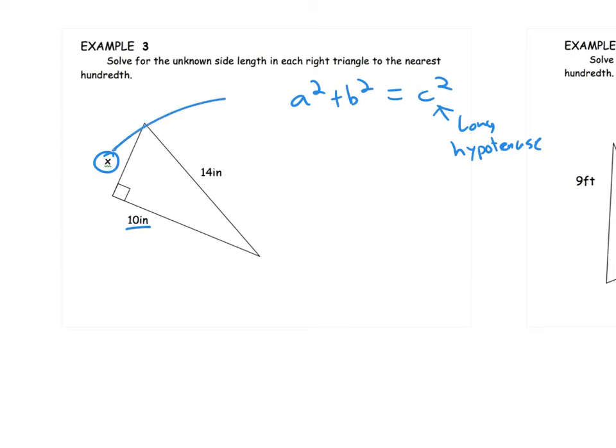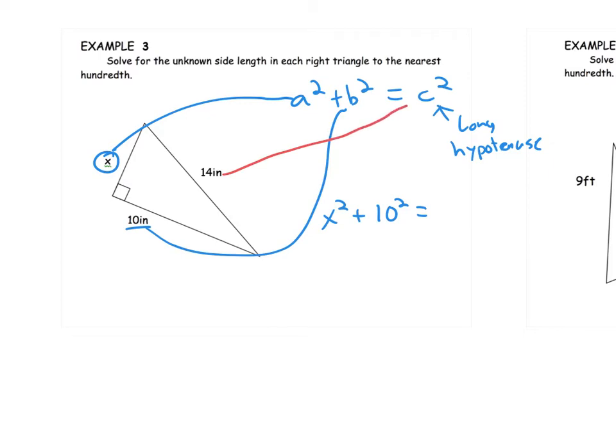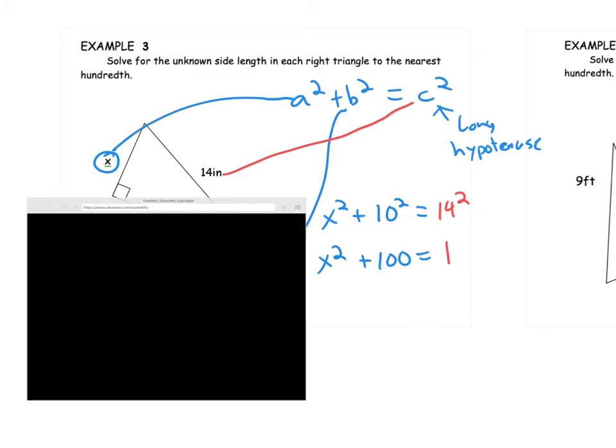So let's say that x is going to go in for a, and that 10 is going to go in for b. So I'd have x squared plus 10 squared will be equal to, what is my c? Well, it's this 14. 14 squared. So I can go through and solve these things. So x squared just stays as x squared. 10 squared is equal to 100. And 14 squared is equal to 196.